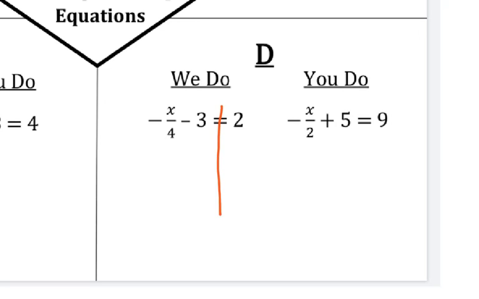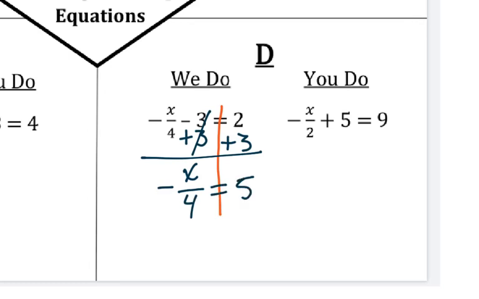That number is a minus 3. So the opposite of minus is plus 3. If I plus 3 on the left, I'm also going to plus 3 on the right. That leaves me with a negative x over 4 equals 5. Again, we want x by itself. This x has a negative and a 4 in its way of being alone on this side of the equation.